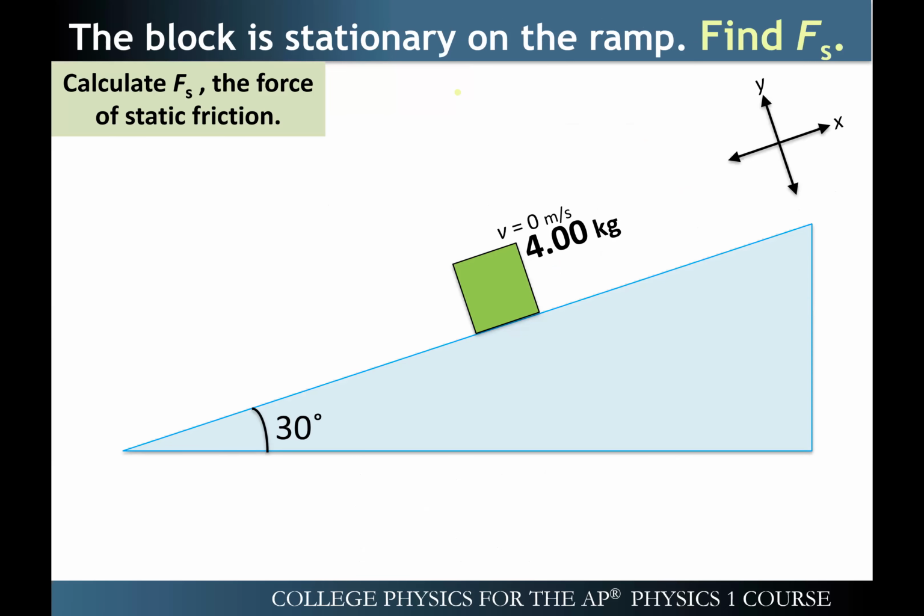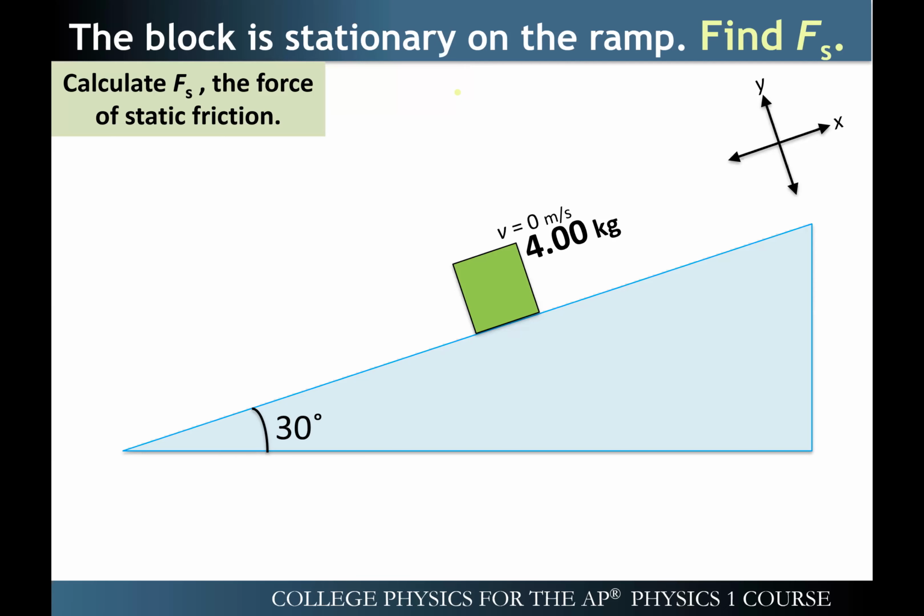And you can see above the box, it says it's 0 meters per second. So this box is not moving. What's keeping it from moving? Because it's on a slope, it should slide down. Why isn't it? Static friction. Static friction, good. So we're going to be asked here, calculate the static friction force.